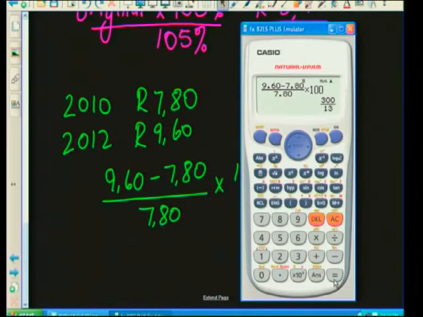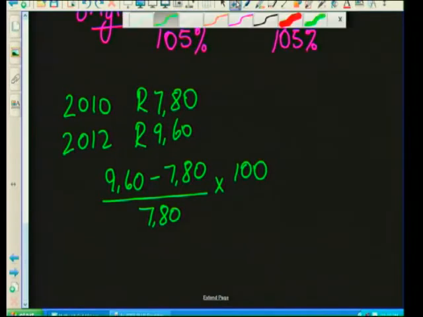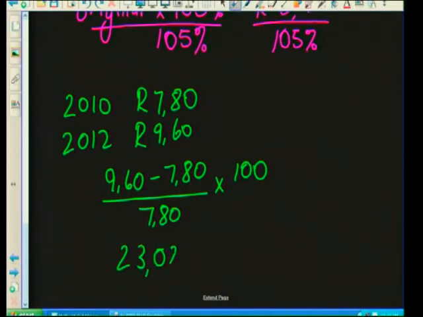And our answer to that is 23,08% increase. Now there's one other thing that I need to point out right now: you can do this for an increase or a decrease. When you do a decrease, you're going to end up with a negative answer. We cannot have a negative percentage. That negative in the answer is actually showing you that it is a decrease. It has gone down. So just keep that in mind.